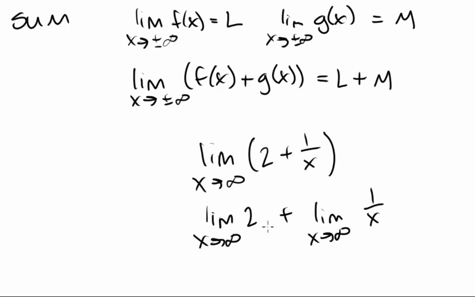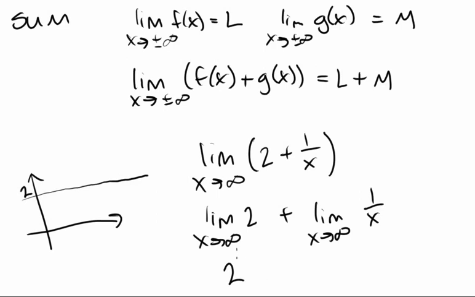So let's think about what this function 2 just looks like if we graphed it. This is the x-axis and y-axis. It's just a horizontal line that doesn't change at y equals 2. So as x gets closer and approaches infinity, what's happening to the y value? Well, it's not changing. It's always going to be 2. So that basically means that this limit right here is equal to 2.